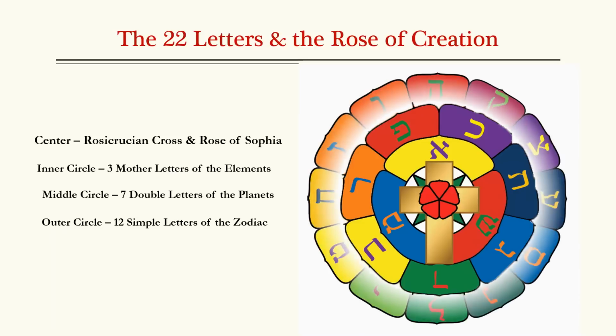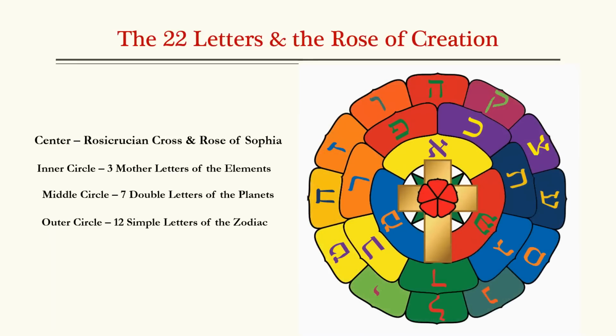And lastly, we have the 12 simple letters, which also represent the 12 signs of the zodiac, as well as the 12 tribes of Israel, patriarchs, all that fun stuff, and the 12 banners of Yud He Vav He we talked about earlier. These are arranged in a traditional manner, where at the top is Aries, the first house, the first sign of the zodiac, and then it goes around counterclockwise: Aries, Taurus, Gemini, Cancer, Leo, Virgo, Libra, Scorpio, Sagittarius, Capricorn, Aquarius, Pisces.